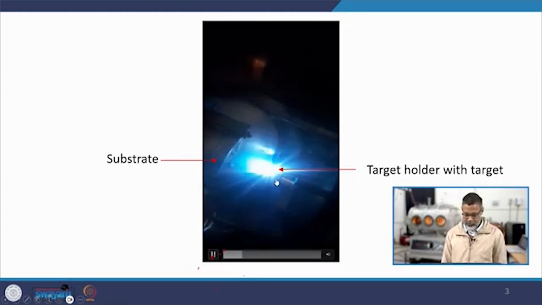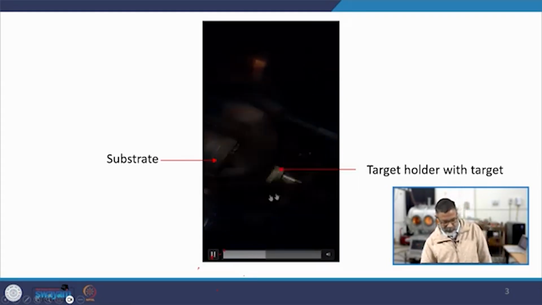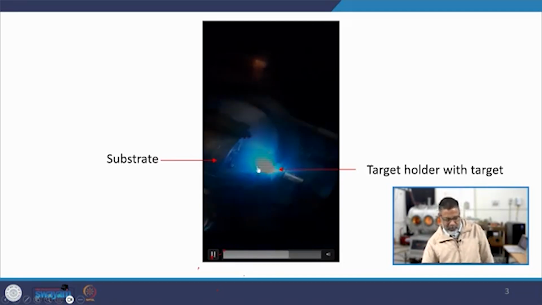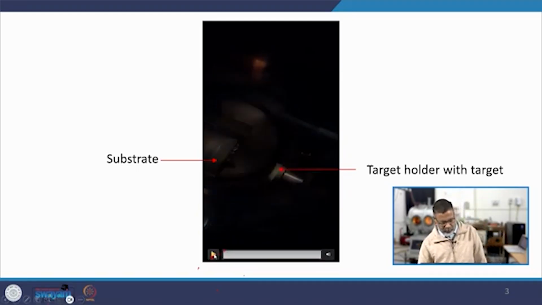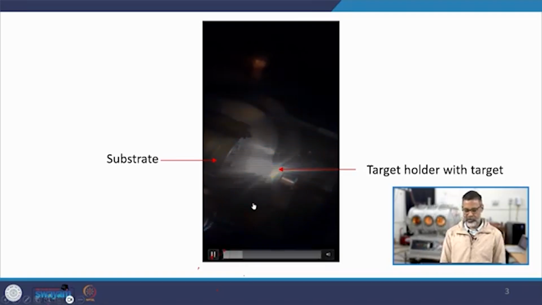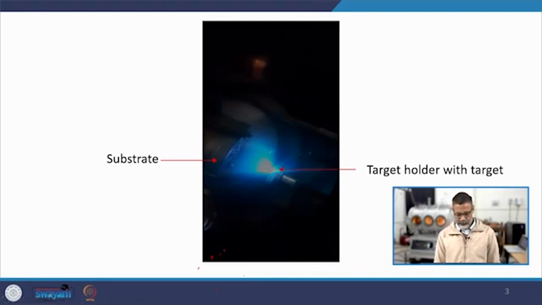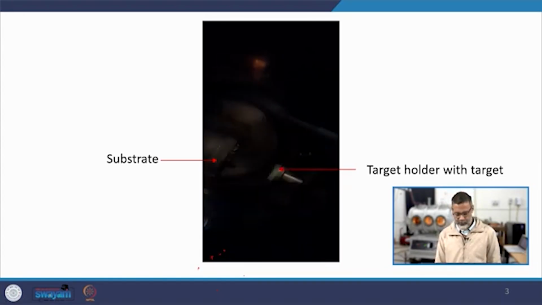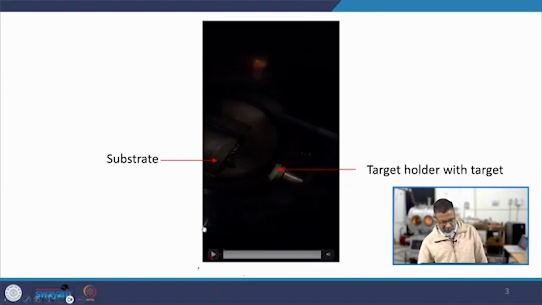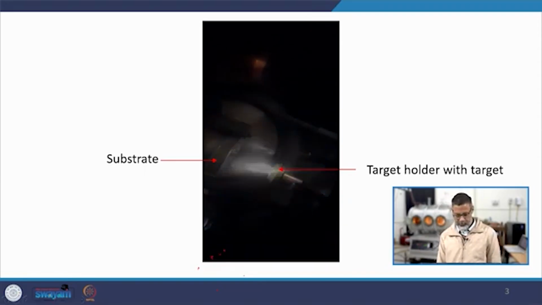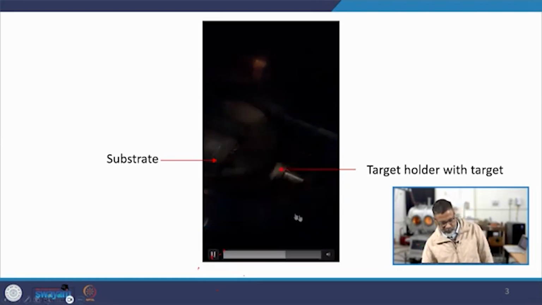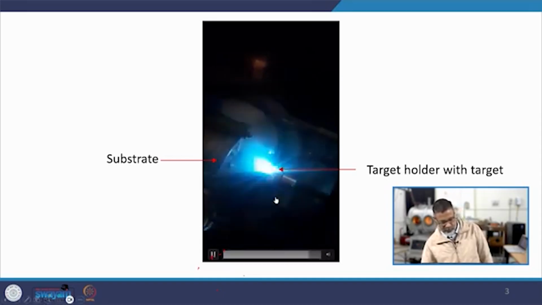We can also use different kinds of gas inside. Sometimes you can use an inert gas like argon or helium to slow down the species which are ejected from the target, or you can use reactive gases like oxygen or nitrogen to deposit oxide or nitride kinds of thin films. Here we are depositing zinc oxide and nickel oxide, mainly oxide based thin films. So, you can see the generation of plasma inside the lab with the help of the laser.